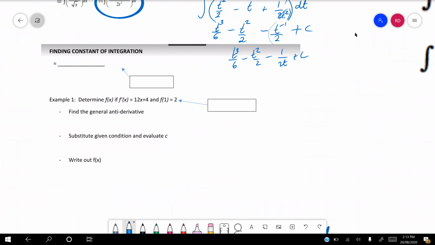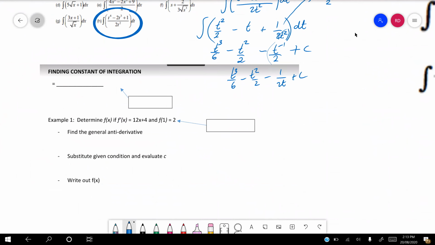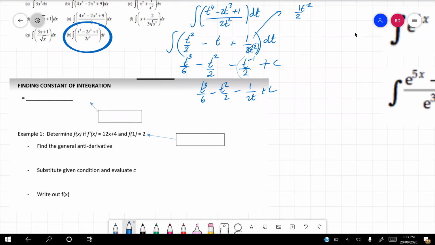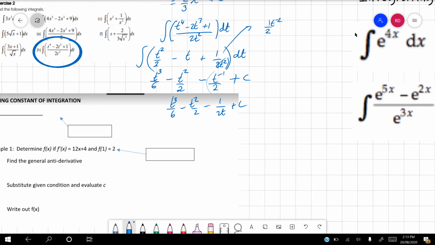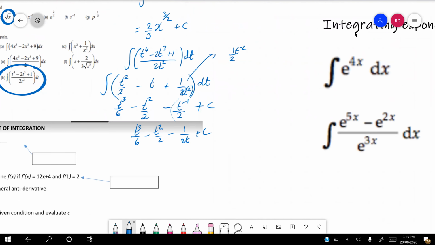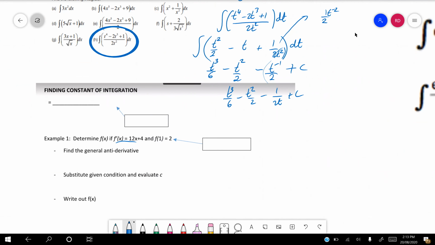Now, the next thing, again, this is something you have done last year, but I'm just going to remind you again: finding the constant of integration. So finding what C is. What you have to understand is we can only work out what C is if we have some kind of condition. Like in this question here, we've been given the derivative, and the only way we can work out C is if they give us a condition like when x is 1. So this is what this means if you're not familiar with this. So f of 1 means, so when x is 1, y is 2.